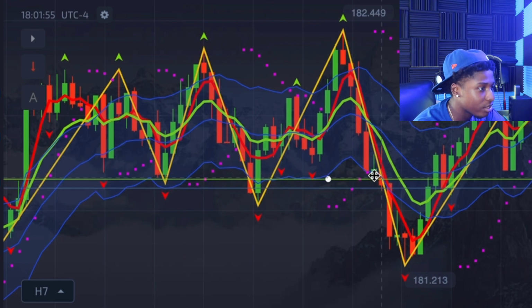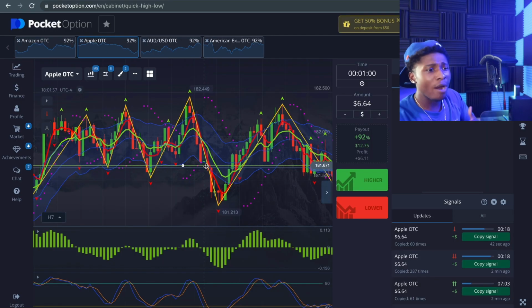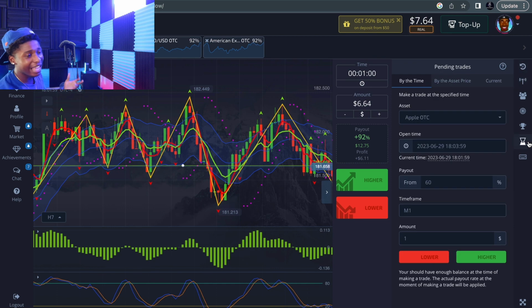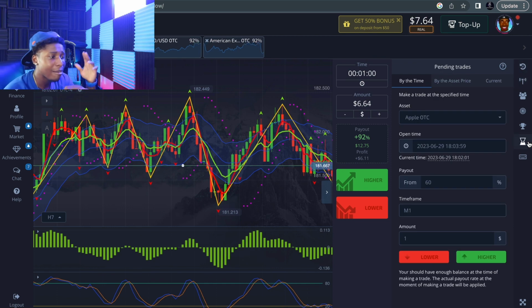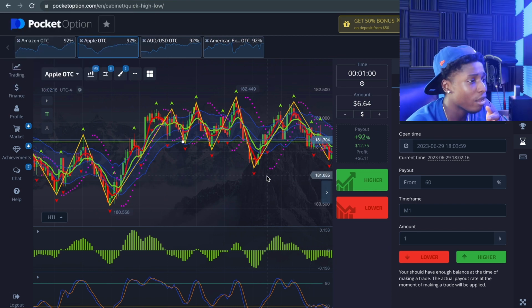As soon as it reaches this green line in this zone right here, what you would want to do is go to this hourglass tool right here and place a time trade for when it hits this point. So we are at 181, as you can see right here in the corner. When this chart hits 181, we want to place a trade to go down. You know what I mean?